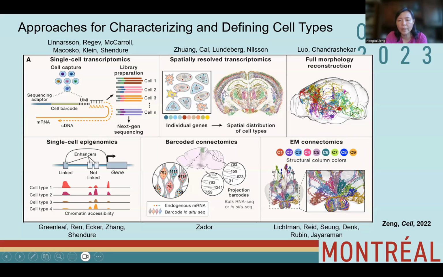To bridge molecular information and anatomical information, we can use approaches such as barcoded connectomics, in which individual neurons are labeled by barcoded viruses, and the correspondence between molecular profiles and axon projection patterns can be obtained for single cells by sequencing of the barcoded transcripts.